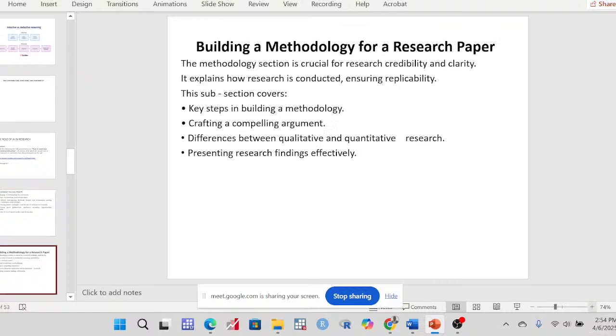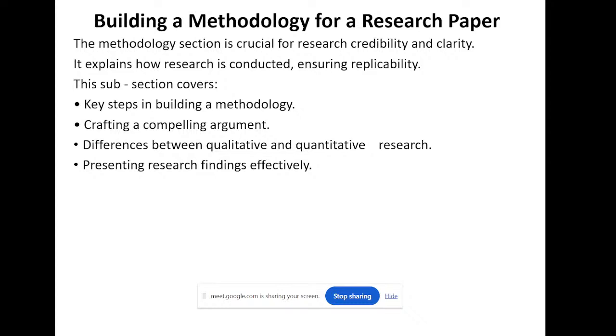So maybe we can start by looking at the slides that we are covering today, which is basically building a methodology for your research. Maybe I can open it up. If anyone is on the call, you can unmute yourself and comment. So what comes to your mind when you hear the word methodology, and why is it important in the field of research? Any thought?